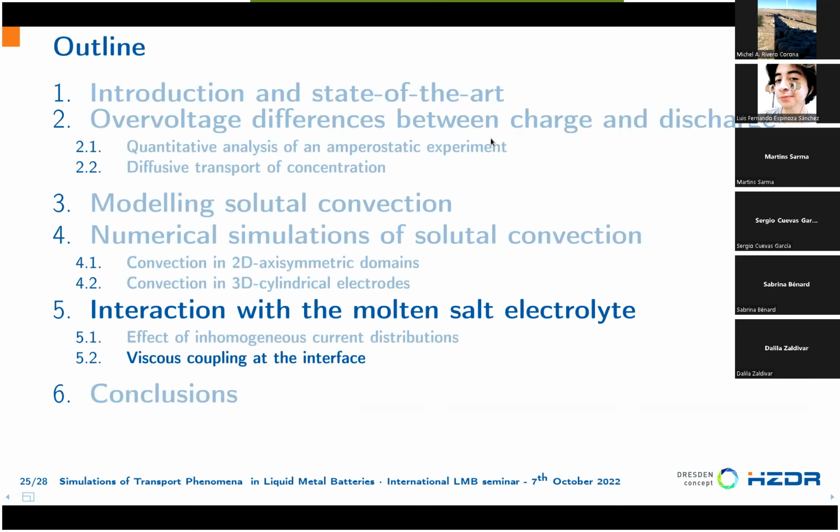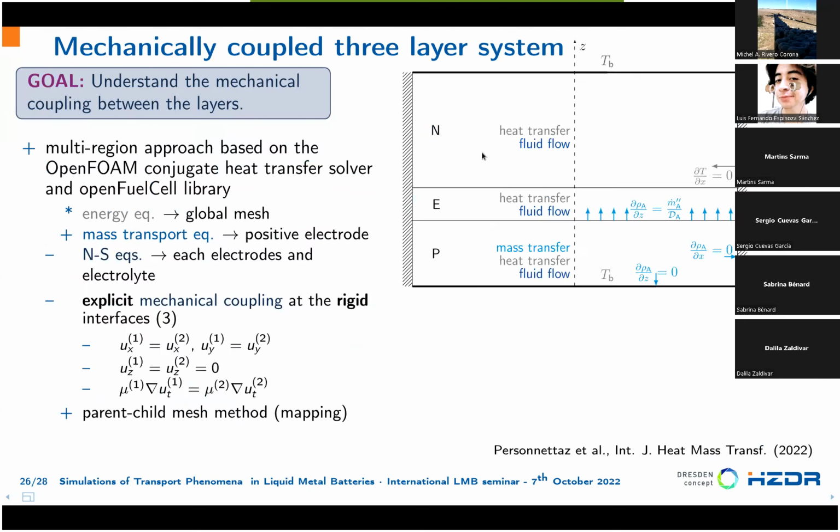And now I would like to focus on a slightly different effect, and this effect is the mechanical coupling of the positive electrode with the electrolyte, in particular in the other layers. So we study in this case solutal convection in the positive electrode, and we also solve fluid flow in all the other three electrodes. To do that, we use OpenFOAM with a multi-region approach. And at the interface, we use an explicit coupling of the interfaces. So this means that we are coupling stress and the velocity at the same time.